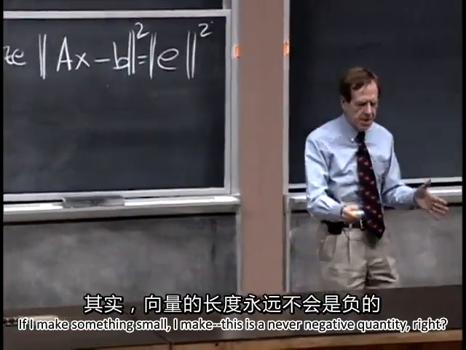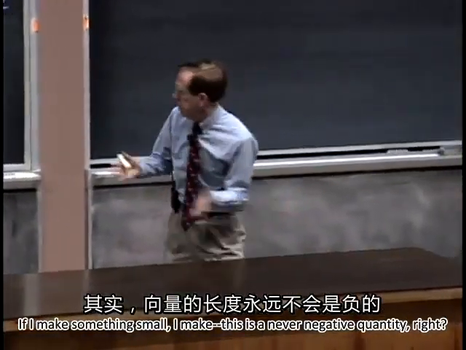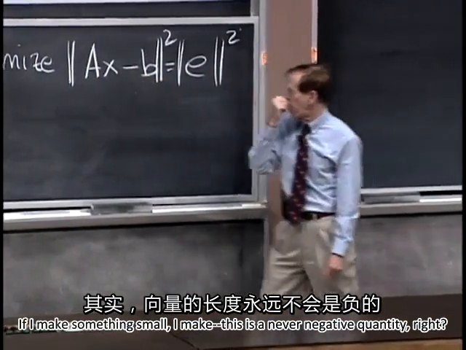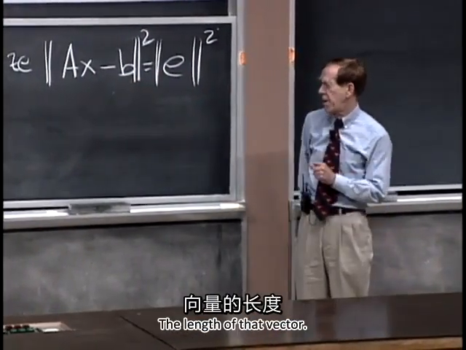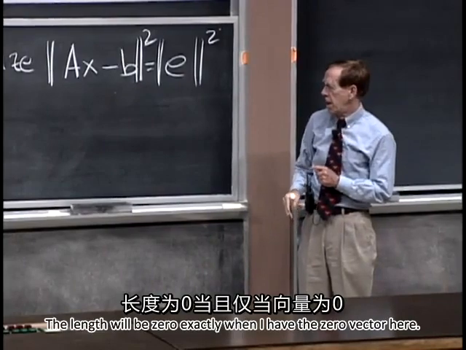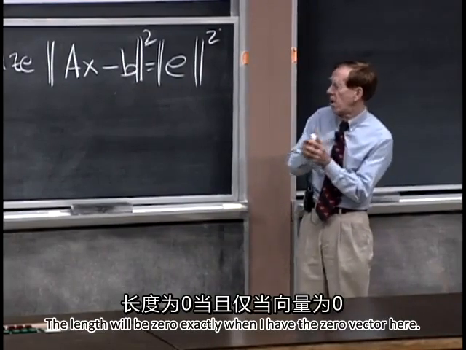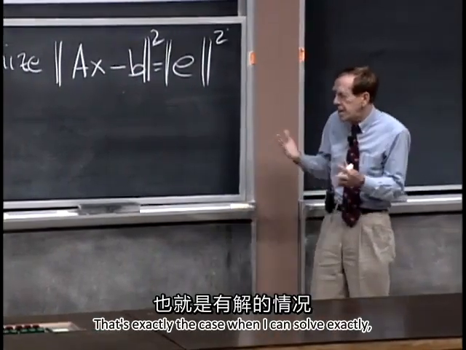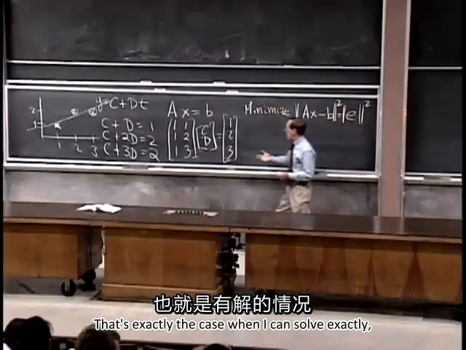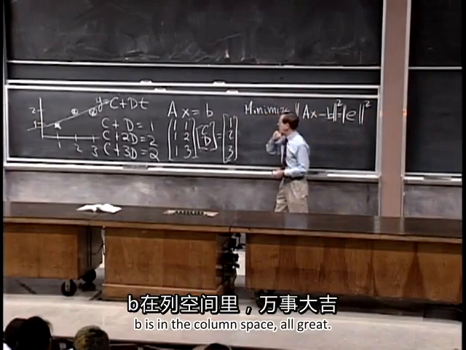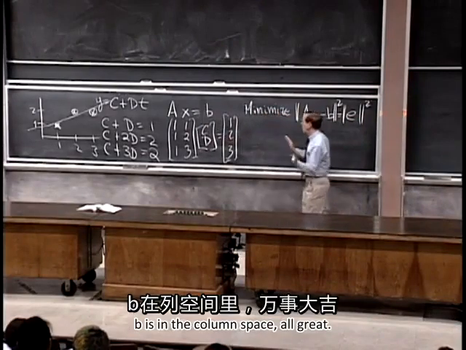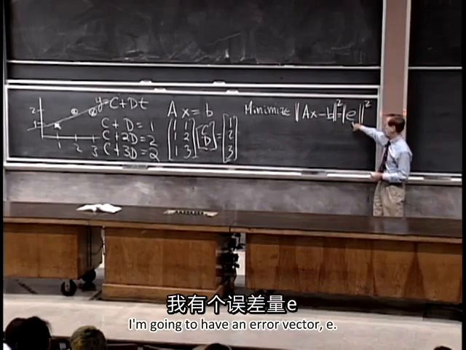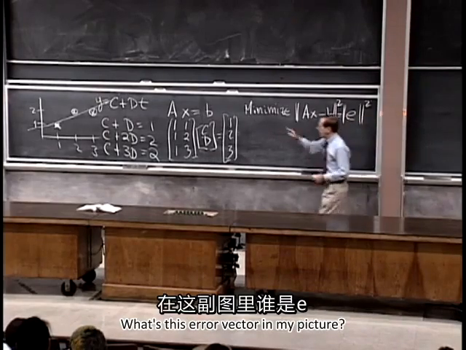If I make something small, this is a never negative quantity, right? The length of that vector. The length will be 0 exactly when I have the 0 vector here. That's exactly the case when I can solve exactly. B is in the column space, all great. But I'm not in that case now. I'm going to have an error vector, E. What's this error vector in my picture?